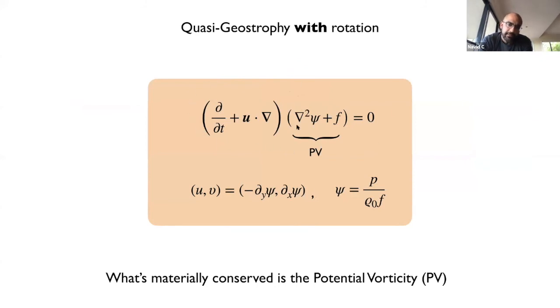So now what's the equivalent of the passive tracer quantity is not just the vorticity, but it's the vorticity plus the Coriolis parameter. And this is what people refer to as potential vorticity. So it's the potential vorticity of the fluid that acts as if it was a tracer, as if it was a dye. And this equation at the top essentially says that this quantity, the potential vorticity, is what is materially conserved.